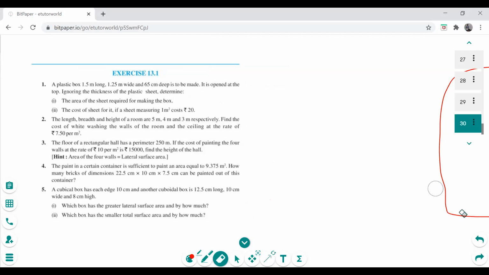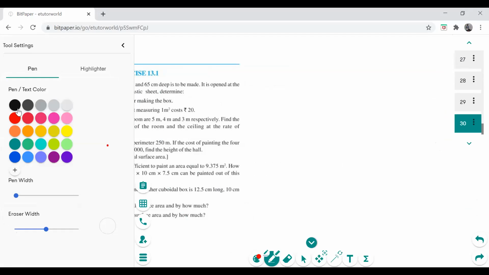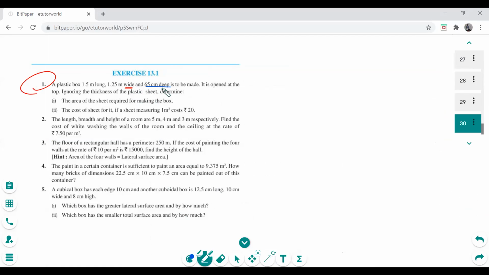My attempt for every surface area class will be to finish an exercise or half of the exercise. So let's go for the first question. A plastic box is this many meters long, this many meters wide, and this many meters deep. What do you mean by wide? Is it the breadth, height, or what? The breadth. Good. So the breadth is this, and deep means height.